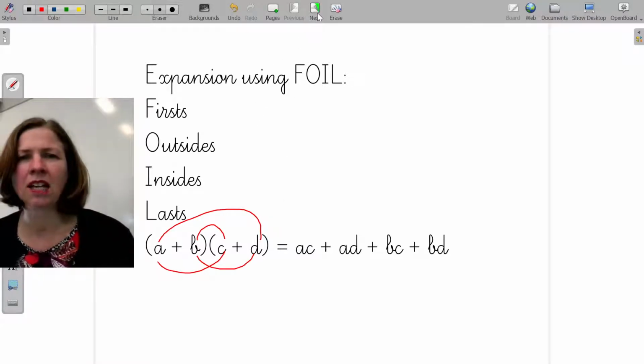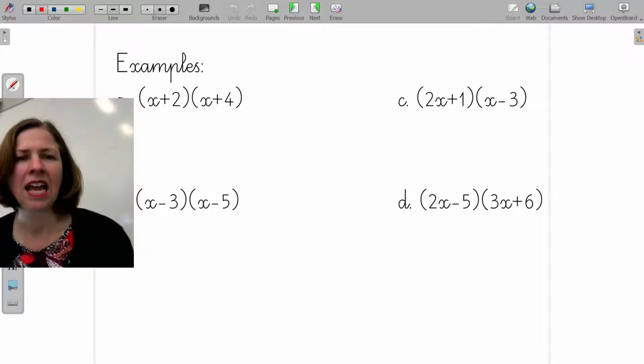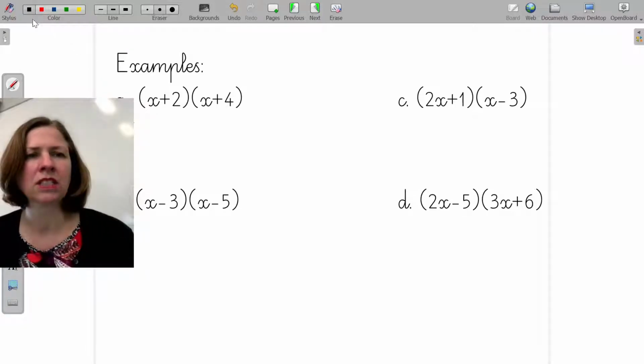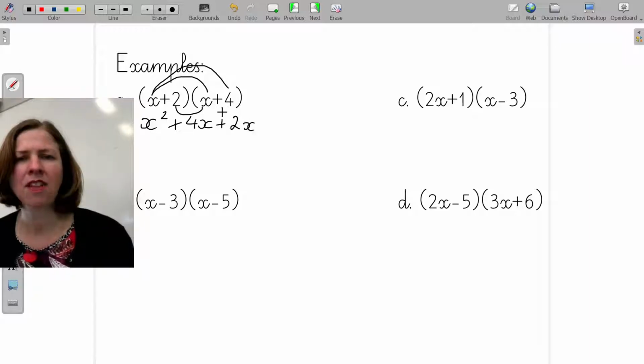So let's get a little bit of practice in those. I'm going to start with this first example. I've got (x + 2)(x + 4). So first I multiply the firsts, that's x times x, which gives me x squared. Then the outsides, x times 4, which gives me 4x, and it's positive, so I'll add 4x. Then the insides, 2 times x, which is plus 2x. And then the lasts, 2 times 4, which gives me plus 8.